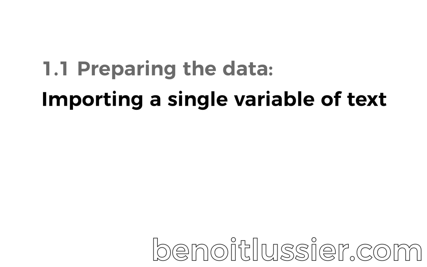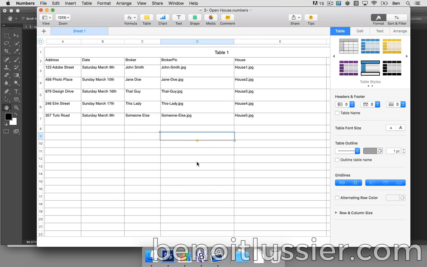Now let's start with the simplest form of variable, which in this case is a single text variable to import. So let's say I just wanted the address for now. Now since this is Numbers, there's a title on top. I'll leave it on purpose for now. I'll show you after how to remove it.